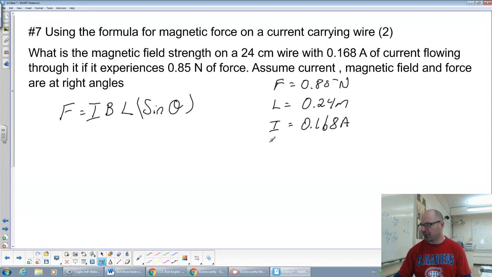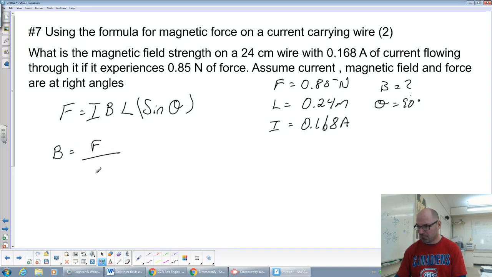Okay, and the magnetic field is what we're trying to find. That's going to turn out in Teslas if we keep all the proper equations in there, and theta is 90 degrees because it's right angles. So if we rearrange to get the magnetic field, B, the magnetic field is equal to the force divided by I times L times sine theta.